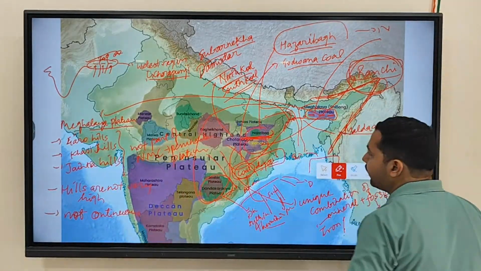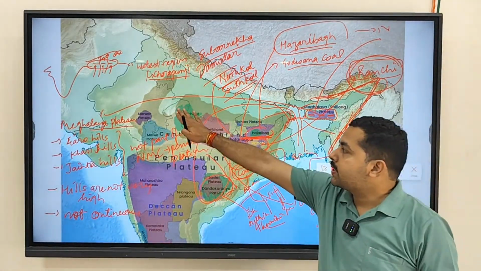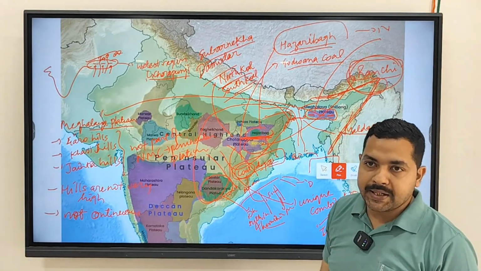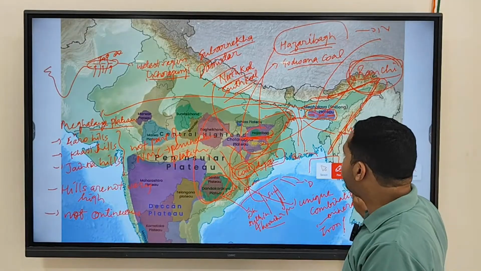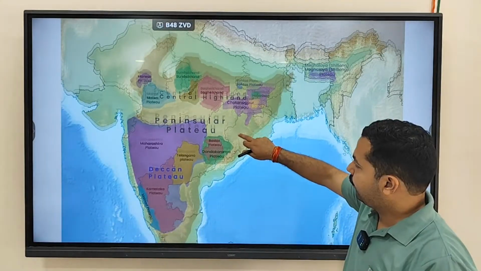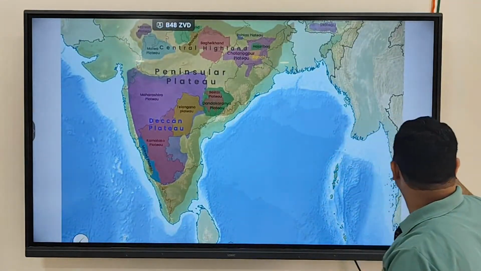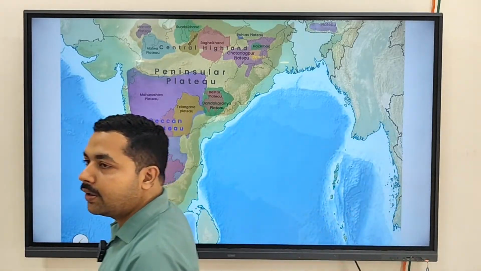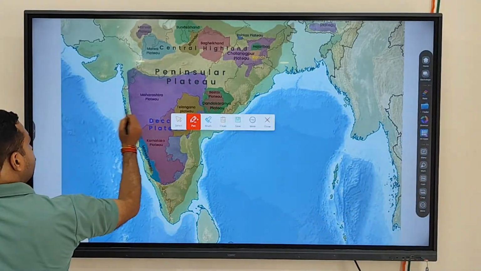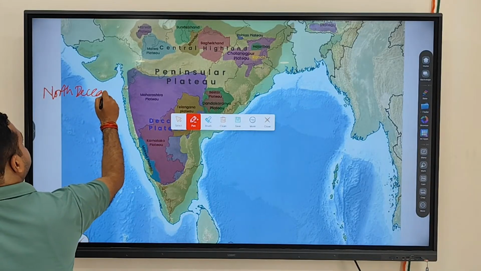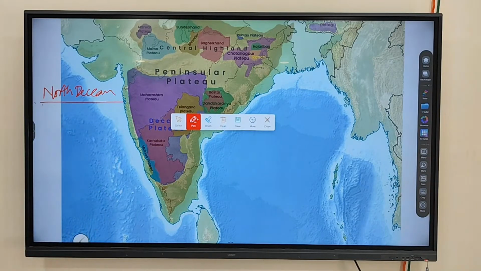Meghalaya Plateau. Fine. So now we are done with North Central Highland, South Central Highland, Eastern Plateau and Meghalaya Plateau. Next we are coming to which one? North Deccan. Okay. So next we are coming to which region? North Deccan region.